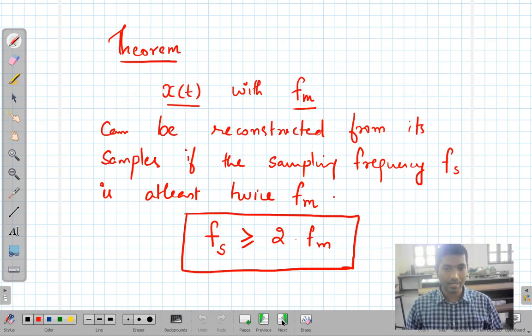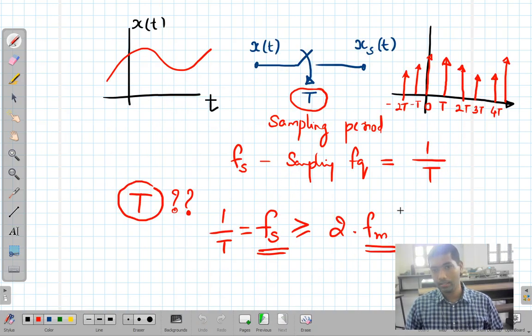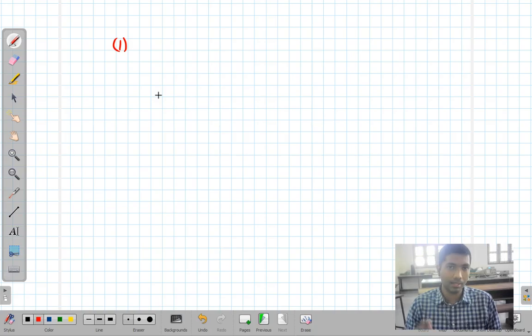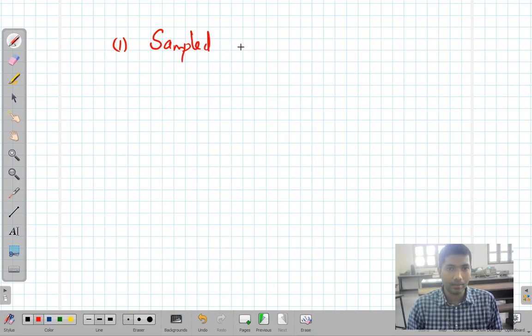So this is the sampling theorem, and now we will come to the proof of the sampling theorem. In order to prove it, we need to understand a few more concepts first. I will explain those two concepts, and then we will come to the proof. The first concept is the sampled signal.